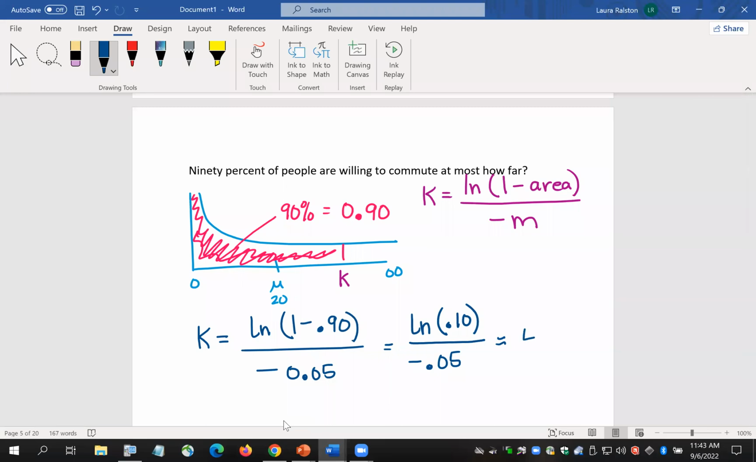Okay, so this is approximately 46.05. So 90% of people are willing to commute at most 46 miles to work. So there are people who are willing to commute up to 46 miles to work.